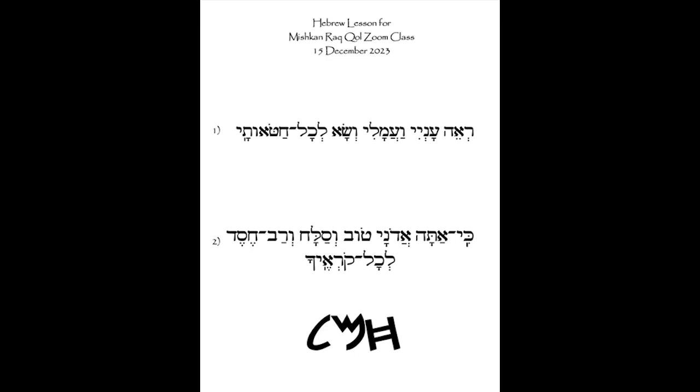Then we have lamed, and lamed has a dagesh inside. So what are we going to do with it? We're going to double it. So this sa becomes sal. And we'll pick up the second L and the kamatz followed by chet. La, ach, lach. So we have vesalach. Vesalach. All right. So we have ki ata Adonai tov vesalach.